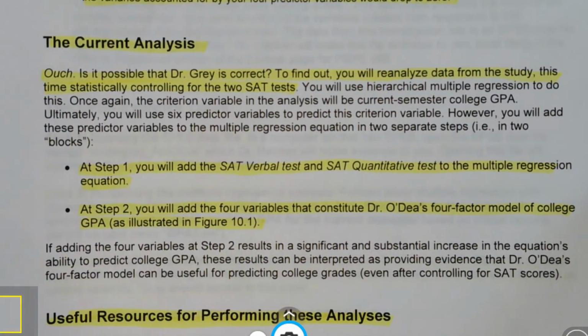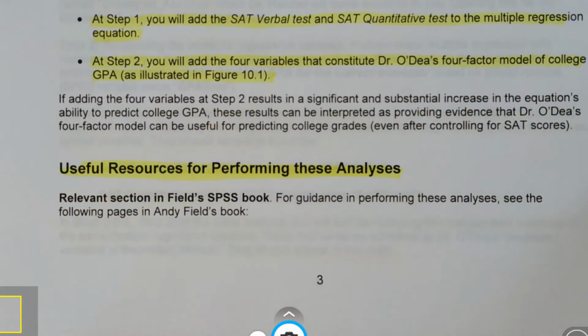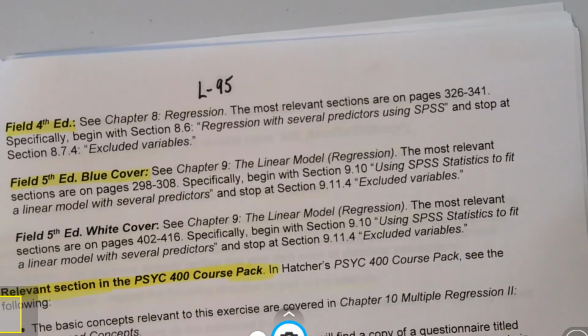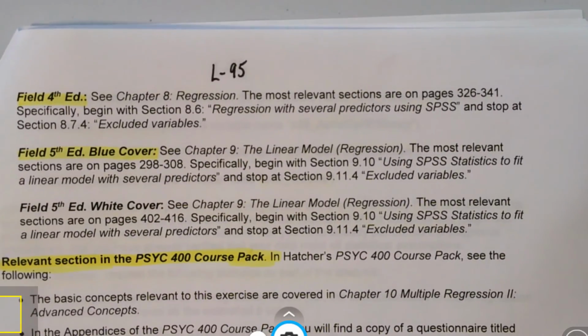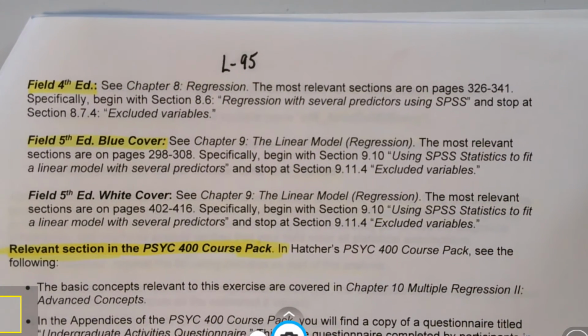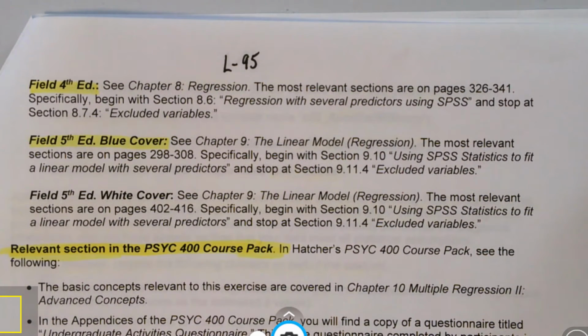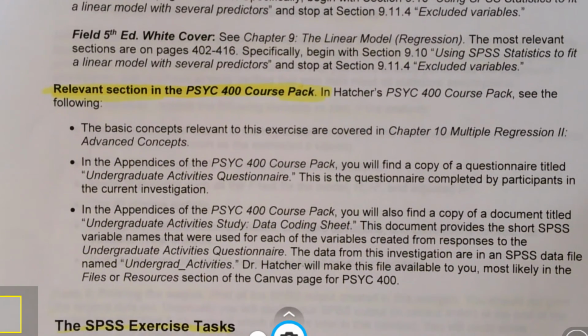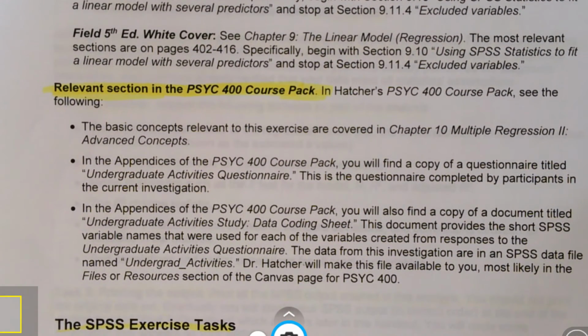Useful resources for performing these analyses. I provide my usual summary, the places that you can look to find guidance in doing the analyses. At the top of page L95, I tell you what pages in Andy Field's book are useful, both the 4th edition and the 5th edition, both the North American and the non-North American editions. I also indicate where in your Psych 400 course pack you'll find information from me that explains the nature of these analyses. I leave it to you to look that up.